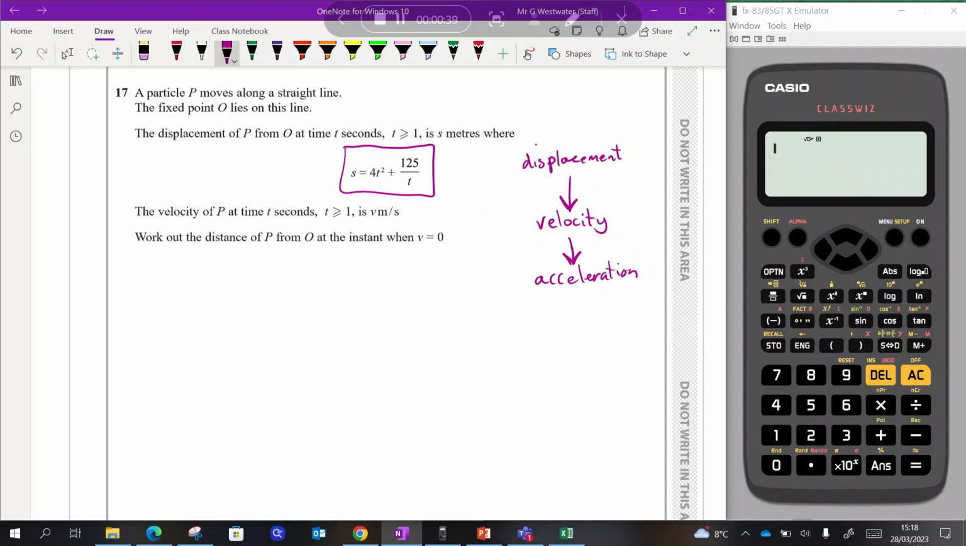A particle P moves along a straight line. The fixed point O lies on this line.